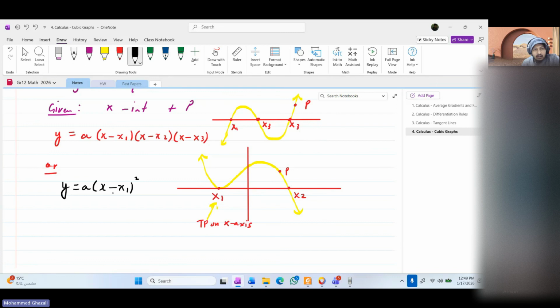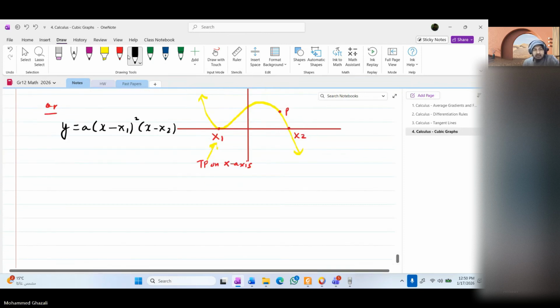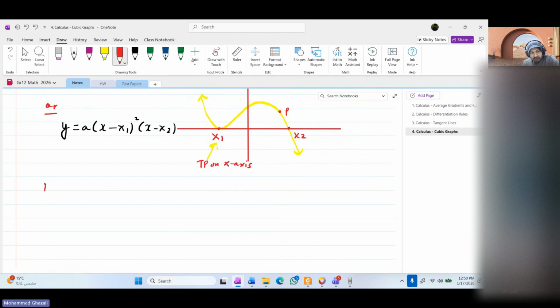Right. After you get (x minus x1) all squared, you need to say (x minus x2). So that makes 3 x-intercepts, okay? Because this is twice and this is once. Right, so those are the two scenarios. Note.